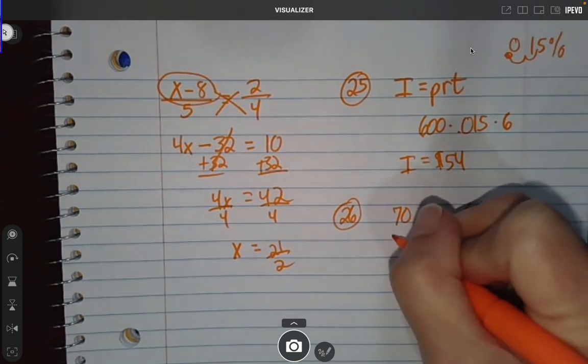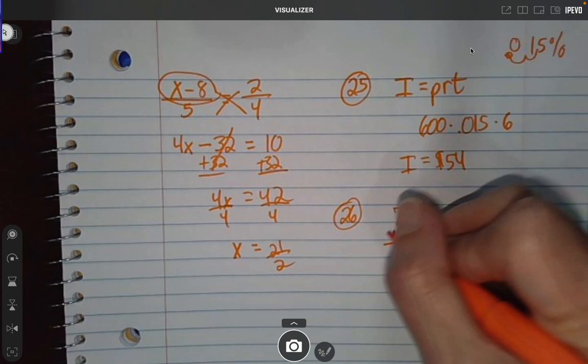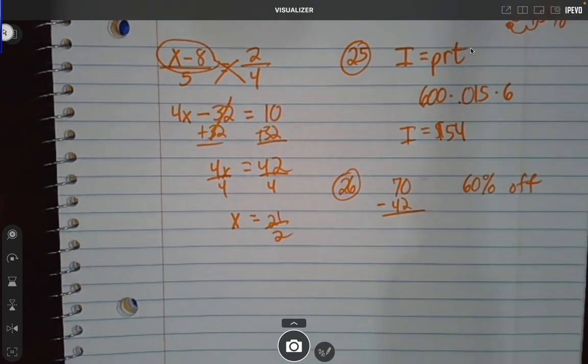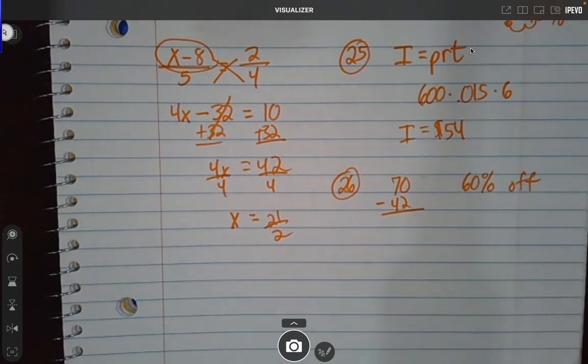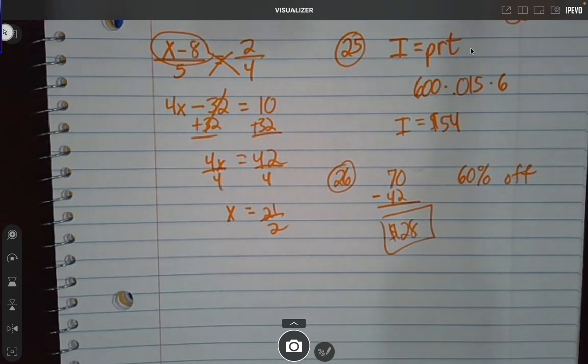42? And if that's money off, what do you do with that? Do you add or subtract it? Subtract. Yeah, if it's got a sale, you're going to take that from it. And what's that answer? What is 70 minus 42? 28. $28. That is the sale price of the dress.